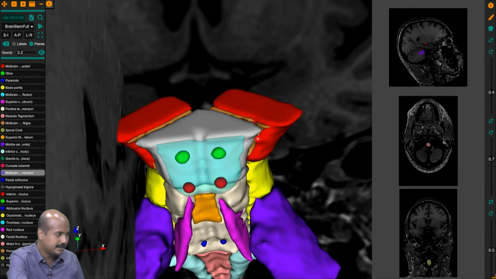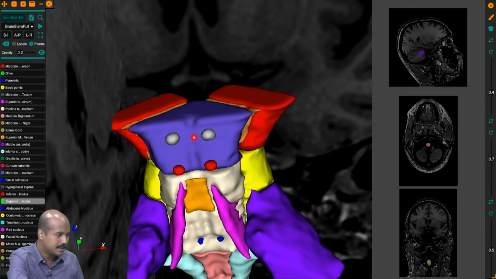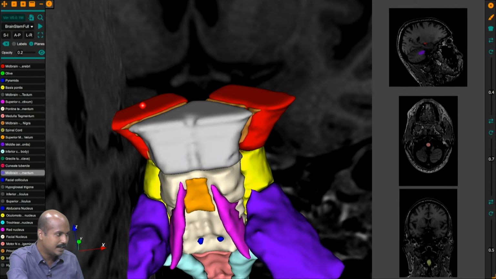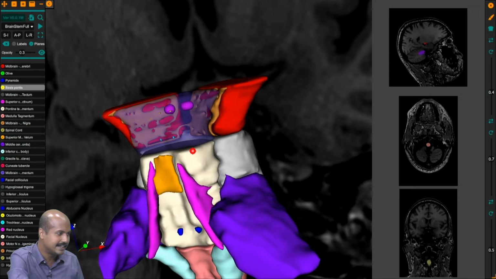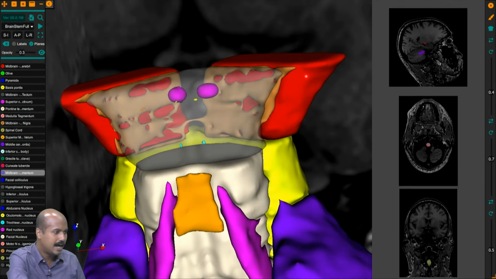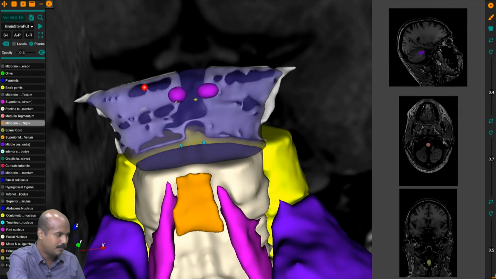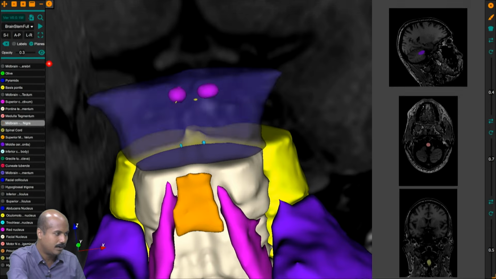So I'll take the tectum and remove it completely. I'll take the superior colliculus also and remove it. I'll take the inferior colliculus and remove it. Now if I take the tegmentum and reduce its opacity, you can see a couple of nuclei inside the tegmentum. To visualize it better, I am going to hide the crus cerebri as well as the substantia nigra. I have already mentioned those, so I am hiding them.